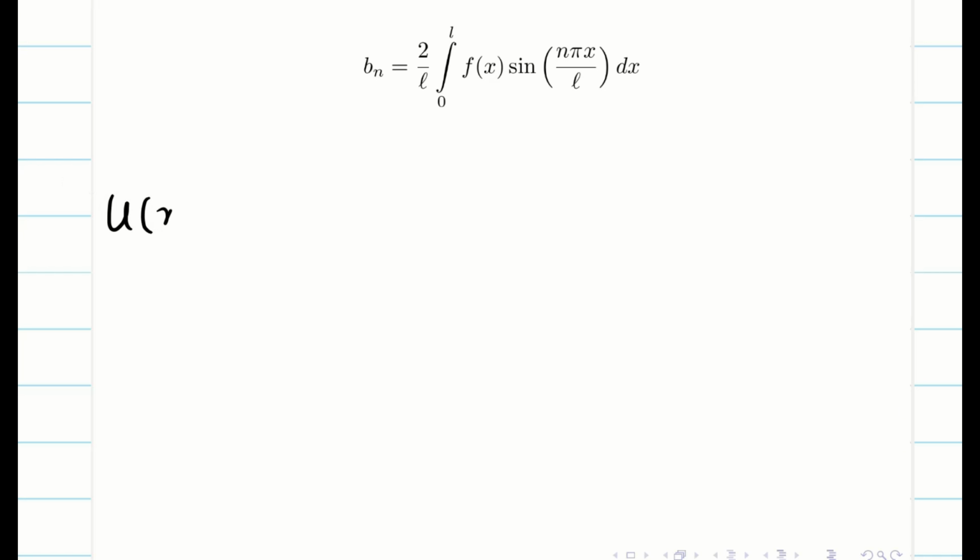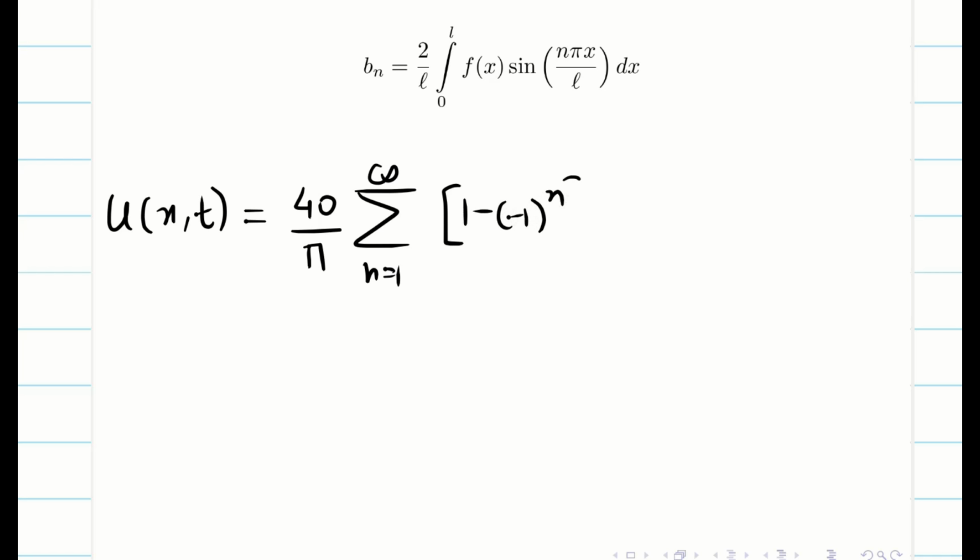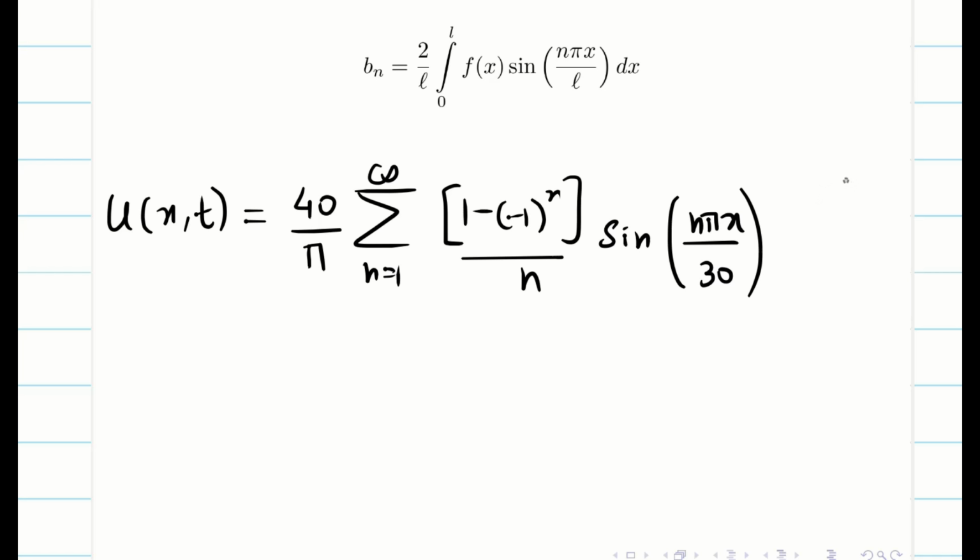So finally I can write my answer as U of x comma t equals, I'll take this 40 by pi outside because it is a constant, summation n equal to 1 to infinity, (1 minus 4 times minus 1 whole power n) divided by n, sin(n pi x by 30), into e power minus n square pi square alpha square t divided by L square, which is 900. This is my final solution. So this is the easiest way to solve these type 2 problems, students.